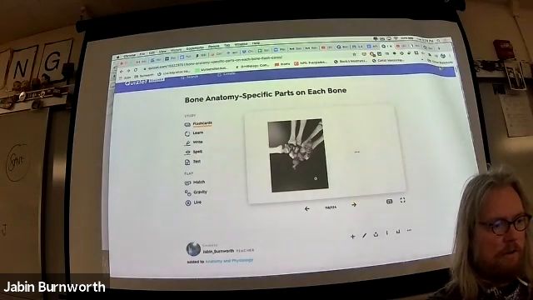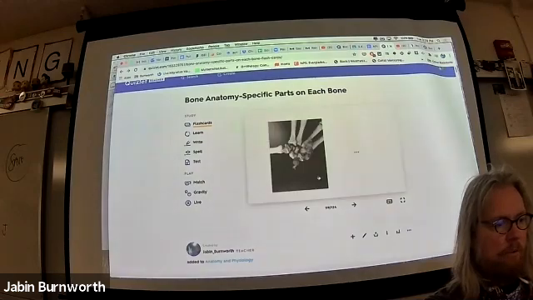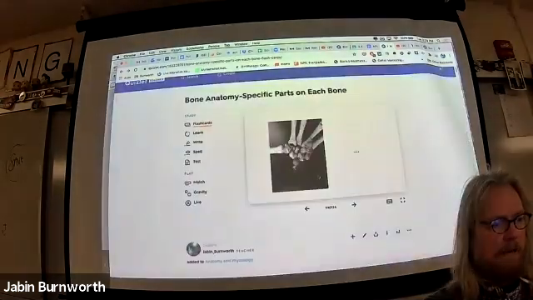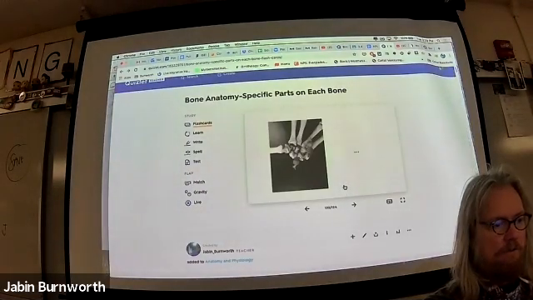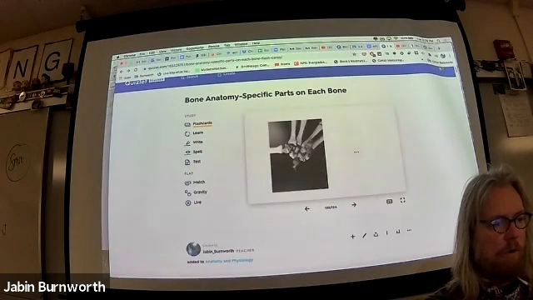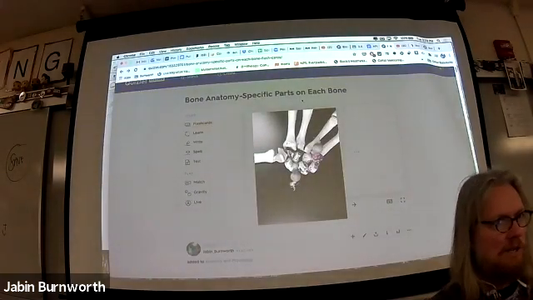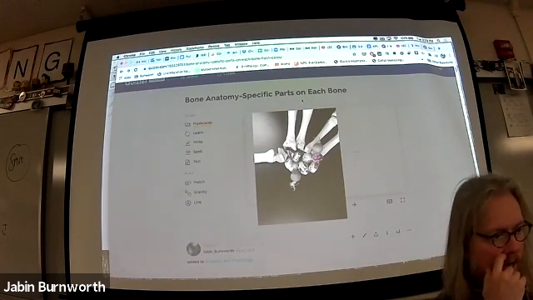She has highlighted those. You can see there's the lunate right next to the scaphoid, triquetrum right next to the lunate, and then pisiform right here. So this is on the one that's specific parts. This is not what we're testing on Friday.